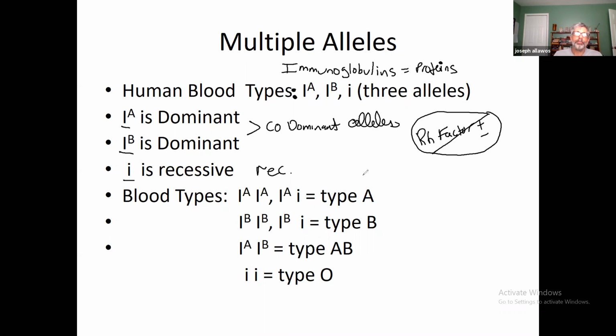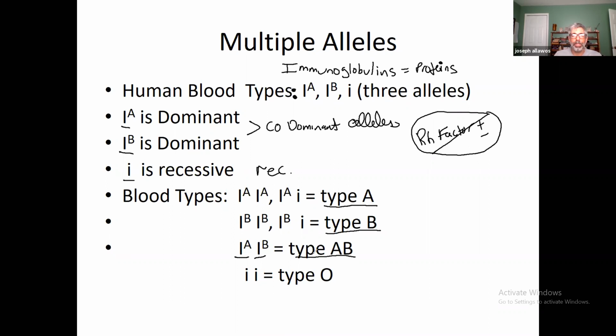Okay, so here's the deal. Here, what are the possible combinations of these letters? Well, an individual could get two I to the A's, or they could get an I to the A and a little i. Either way, we would say they had type A blood. So this individual would be type A homozygous dominant, this individual would be type A heterozygous, right? For type B, same thing, except with Bs. Okay, so these have the B immunoglobulin proteins. But what if you get one of each of these, an I to the A and an I to the B? Well, they're both dominant. So we can't say you get I to the A or I to the B, so what do we call it?